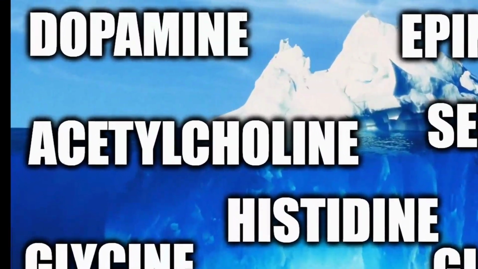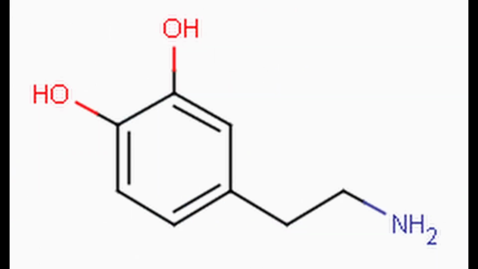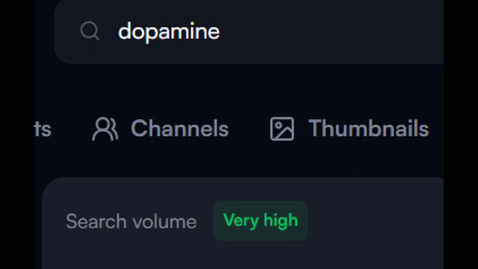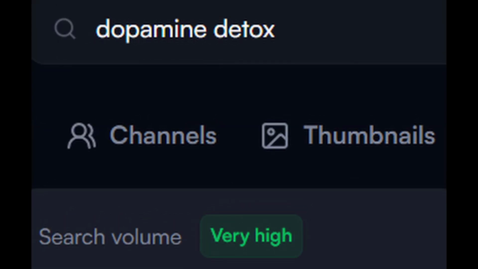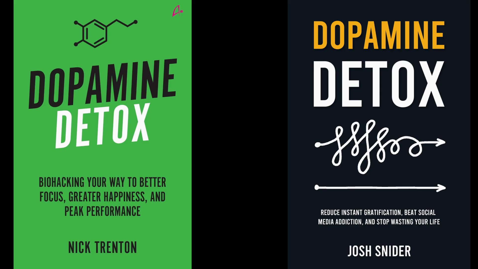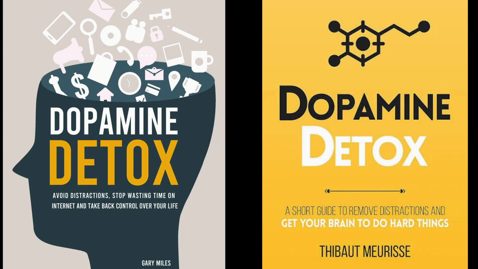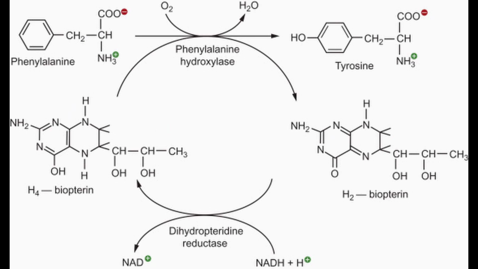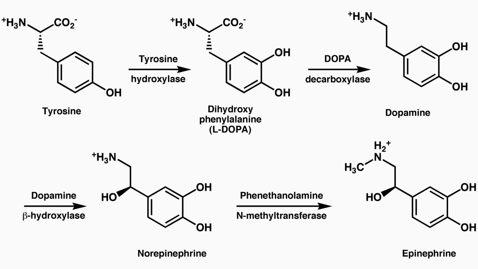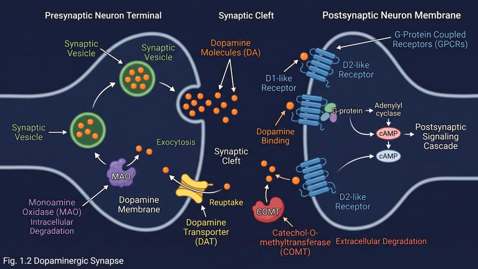At the top of the iceberg lies dopamine. Chances are you reach this video simply because you watched some dopamine detox video. Dopamine is synthesized from phenylalanine, which is oxidized to tyrosine, which is oxidized to dopa, which gets rid of its carboxyl group to become dopamine. Then it is incorporated into synaptic vesicles via a vesicular monoamine transporter.